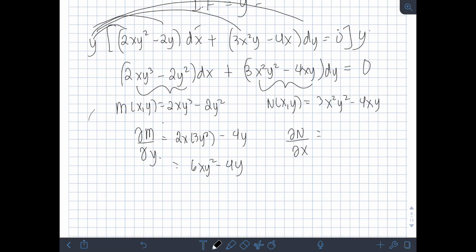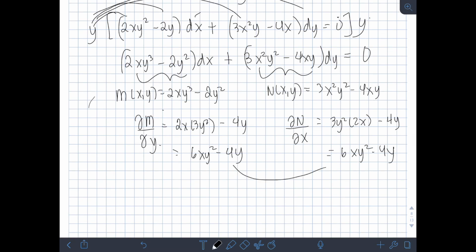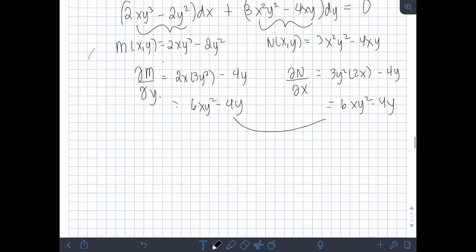And then, itong kabila, magiging ano yan? 3y squared times 2x minus 4y. So, we have 6xy squared minus 4y. So, therefore, nag-equal na sila. Exact na nga yung DE kasi minultiply na natin ng integrating factor na y. So, proceed na tayo doon sa pagsasolve natin.